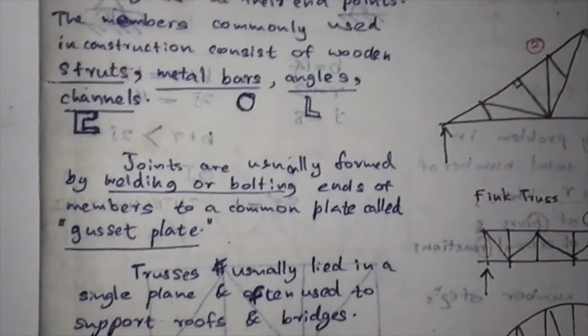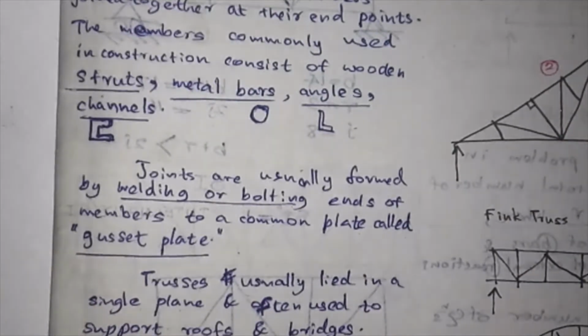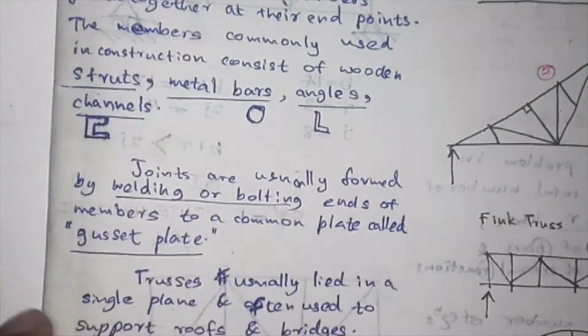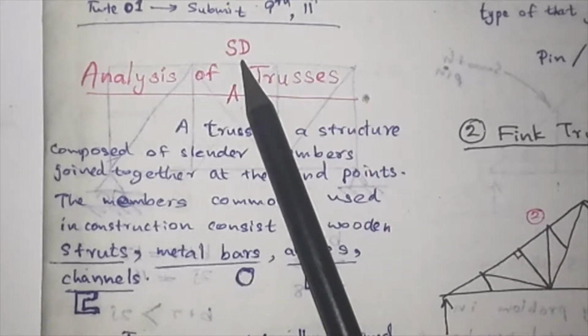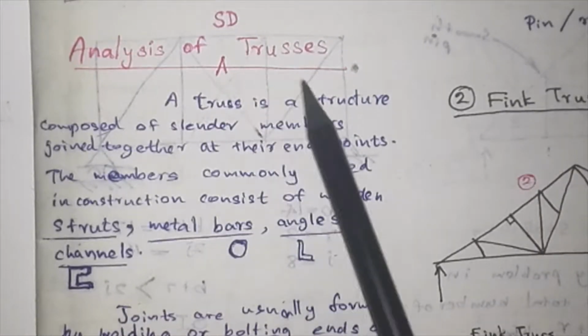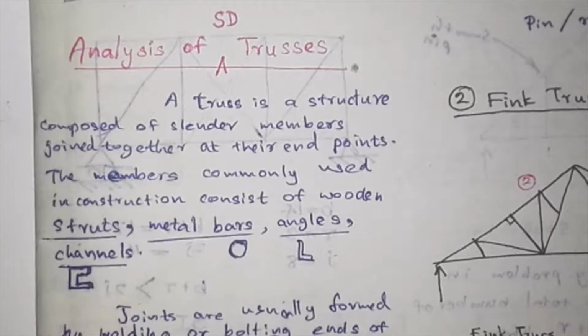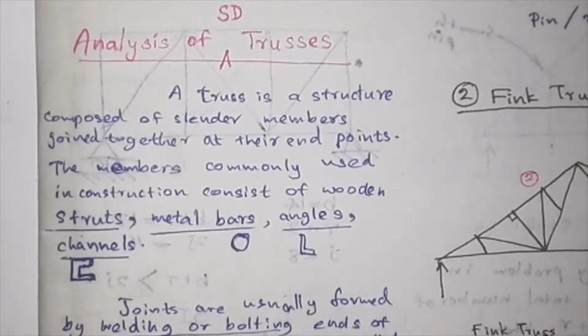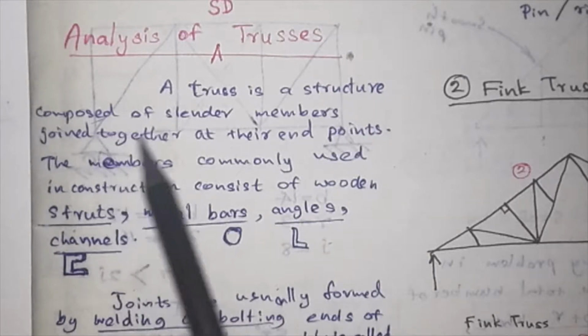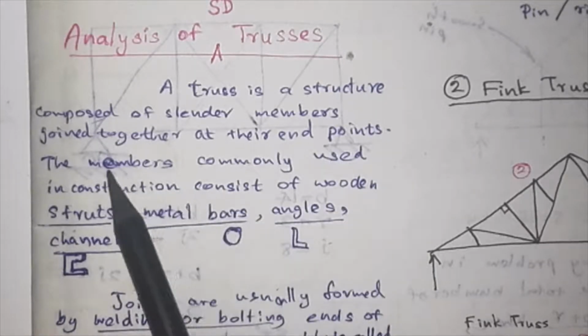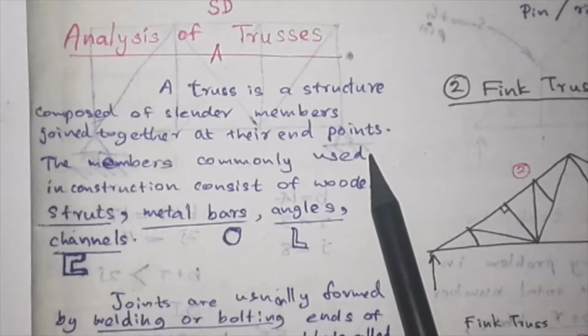Here is today's topic: analysis of trusses. Now this is about trusses, analysis of first statically determinate trusses. We are going to discuss statically determinate trusses. So what is a truss? First we need to identify that. A truss is a structure composed of slender members joined together at their endpoints.